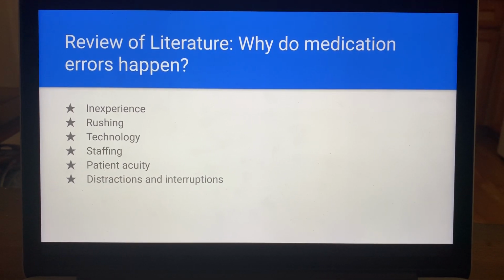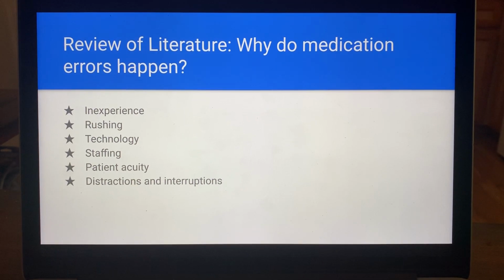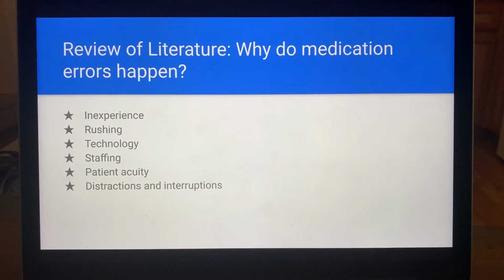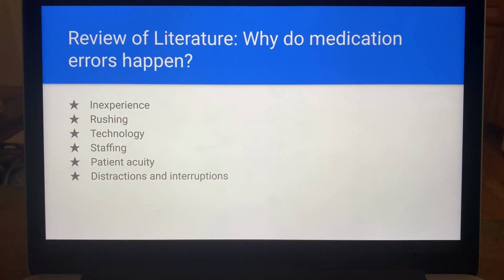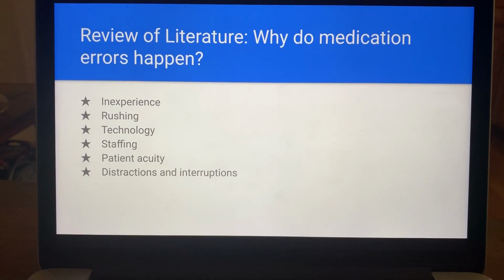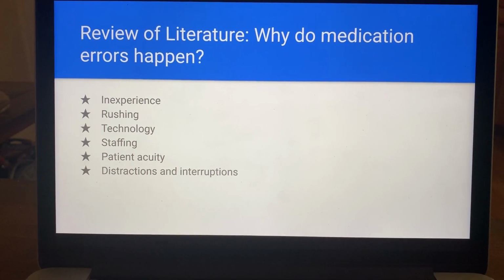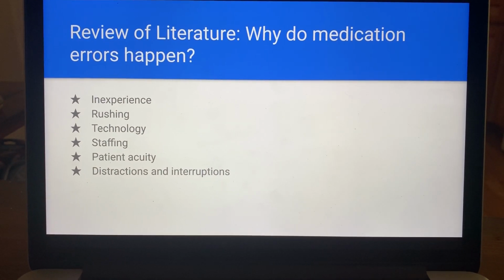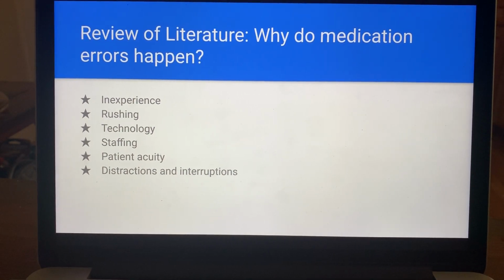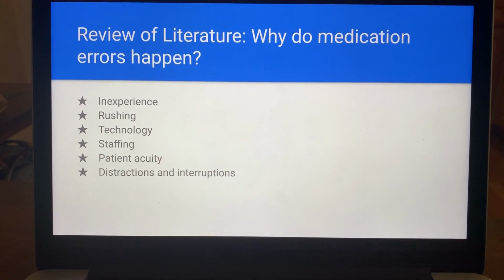So in some articles that I looked up, I found why do medication errors happen, and the article supported that inexperience, rushing, technology, staffing, patient acuity, and distractions and interruptions are the top reasons why medication errors do happen.